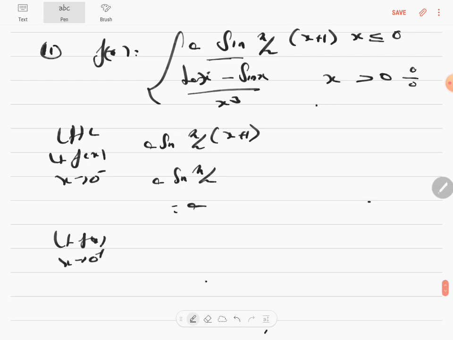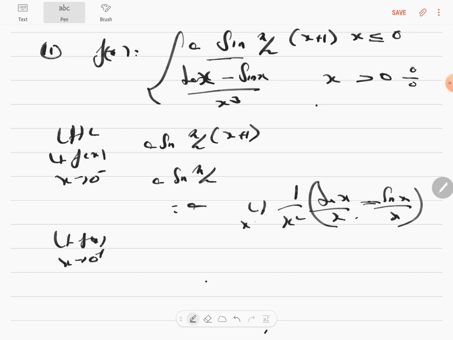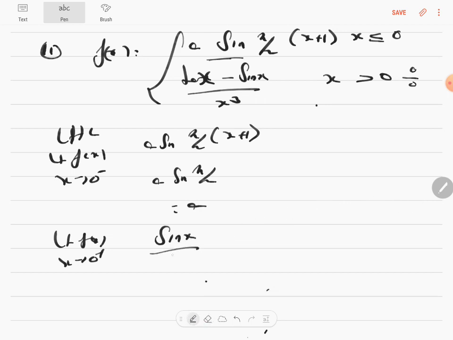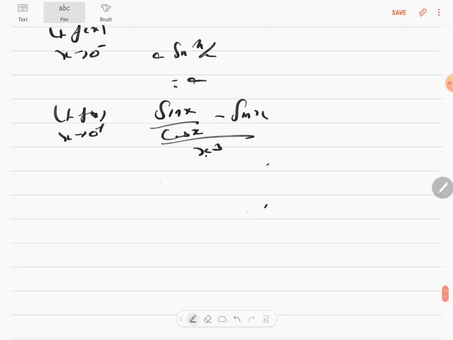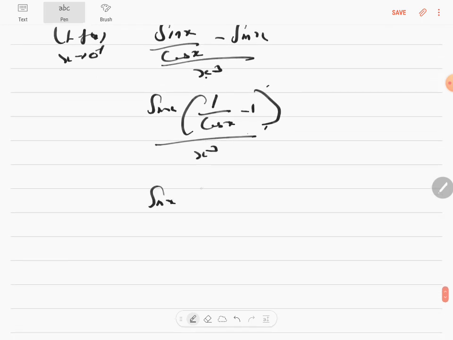A tan x by x, you will think of splitting it up. No, it won't work out. Even if you split, you still have a 1 by x square in the denominator, which is tending to 0, and it's still becoming 0. The best way to do the sum, you should know this. You have to write tan x as sin x by cos x minus sin x by x cube. Then take the sin x completely out. So it's 1 by cos x minus 1 by x cube. Then sin x into, take an LCM, 1 minus cos x by cos x into x cube.